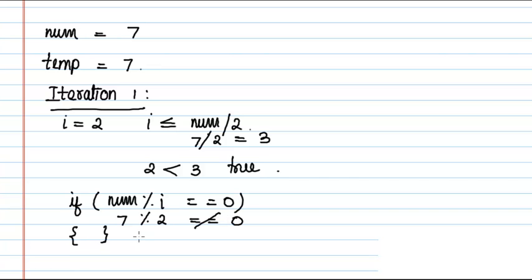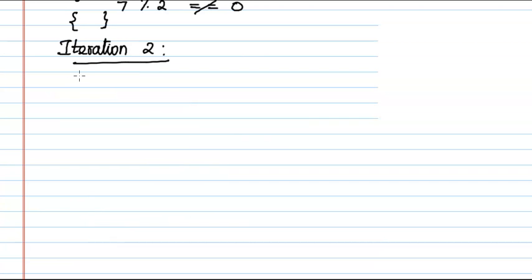Now let us move on to the next iteration. Here the value of I has been incremented to 3. When checked with the condition if it is lesser than or equal to number divided by 2, which was 3, 3 is equal to 3. Still the condition is true and the loop can be executed.